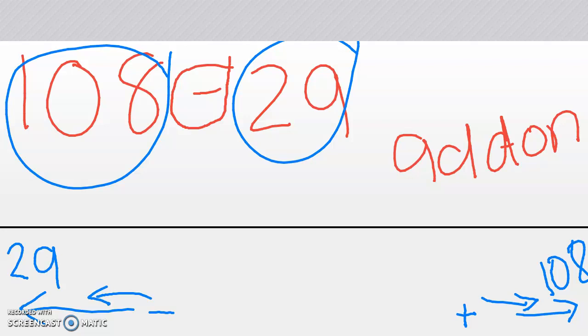You may be wondering, what is a jumping strategy? It is exactly how it sounds. So we're going to go from 29, and I'm going to add 1.